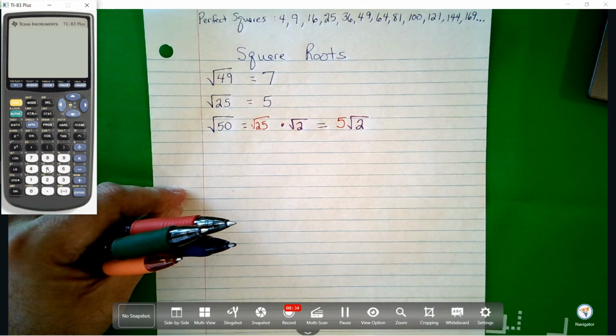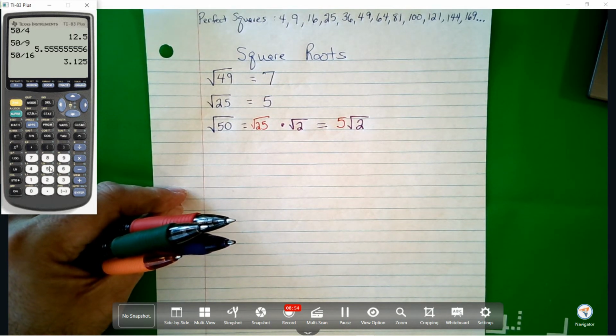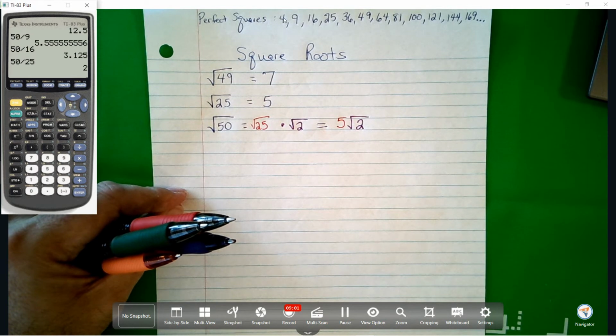So here's what I was doing. Oops, let me turn it on. 50 divided by 4. Is that a perfect square? No, it's a decimal. 50 divided by 9. I'm doing this just as my thought process. 50 divided by 16, that doesn't divide into 50. But all of y'all know that 25 divides evenly into 50. So you choose the biggest perfect square that divides into 50 and rewrite it as multiplication.